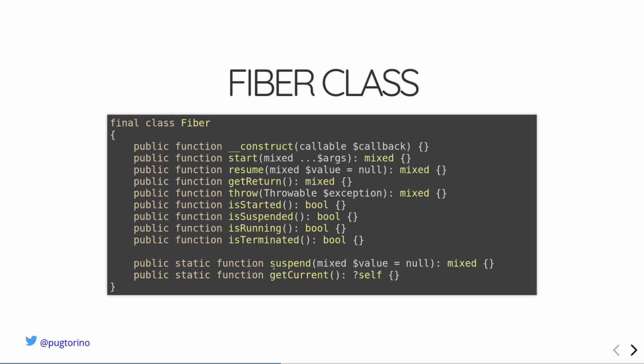You have also two static functions that are suspend and getCurrent. Suspend can be executed inside the code of the fiber to suspend the execution. So as I mentioned, when you run suspend, basically the PHP engine will come back to the main code and will execute the main code until in the main code you have a resume call that basically will come back to the fiber and continue the execution of the code.